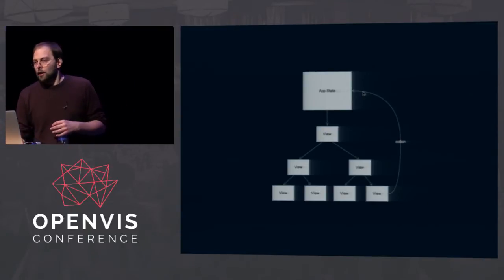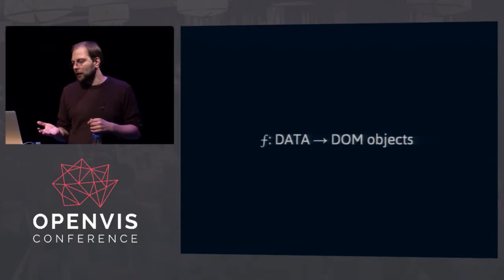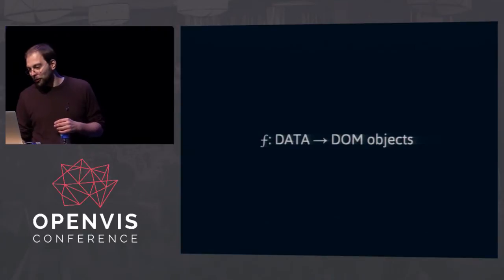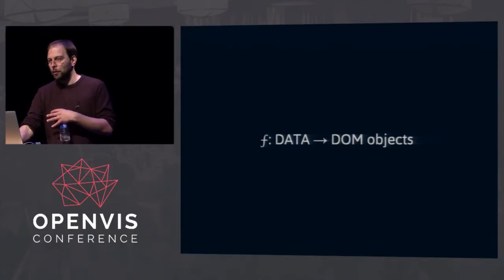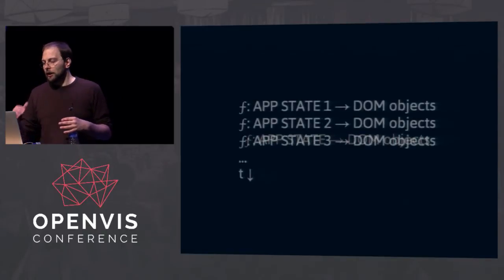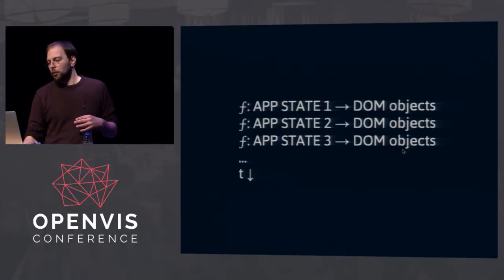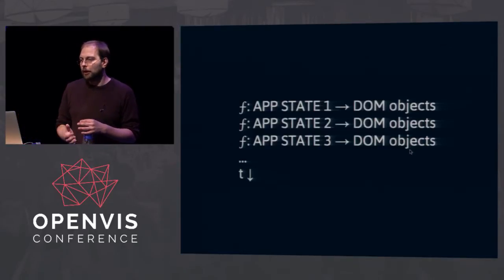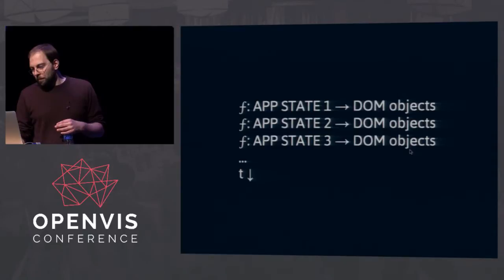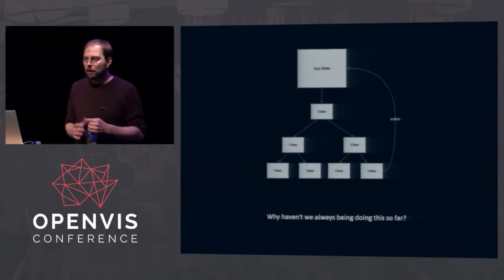Again, very simple model. So it's actually very much in the sense of the grammar of graphics. We have data and we map it to DOM objects, right? We have an application state and map it to DOM objects. And over time, application state changes, but the mapping from the application state to the DOM object doesn't. It's always the same, right? So it's idempotent, so-called. Over time, this way, we can develop an interactive application. So, I mean, it's a simple model, very nice.